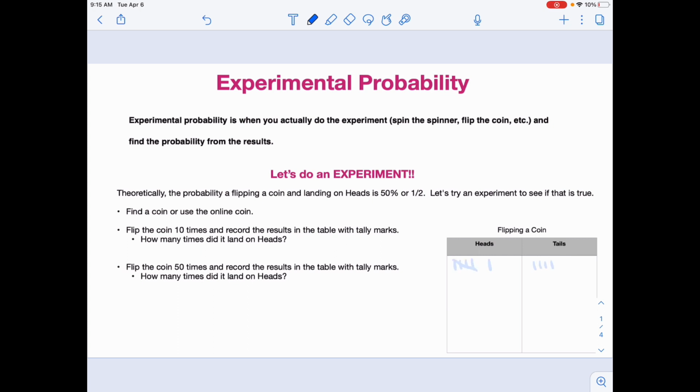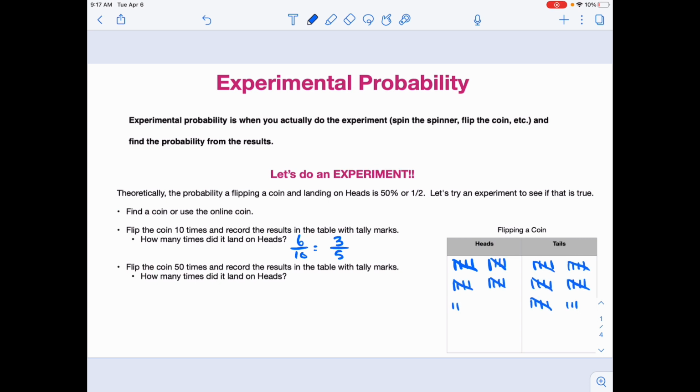When I flipped the coin 10 times, I ended up with 6 heads and 4 tails. So it landed on heads 6 out of 10 times, and if I simplify it, it comes out to 3/5, so a little more than half. Now I'm going to pause it, and I'll do it 50 times, and then come right back.